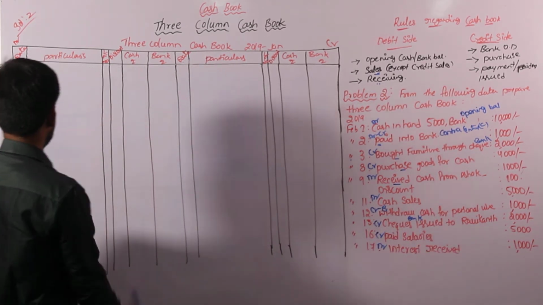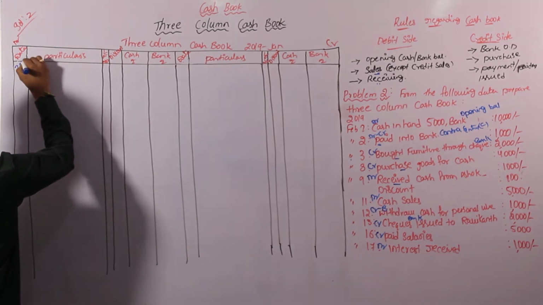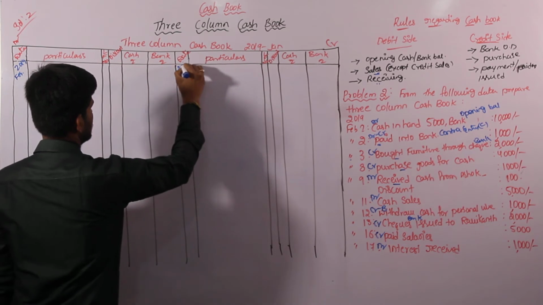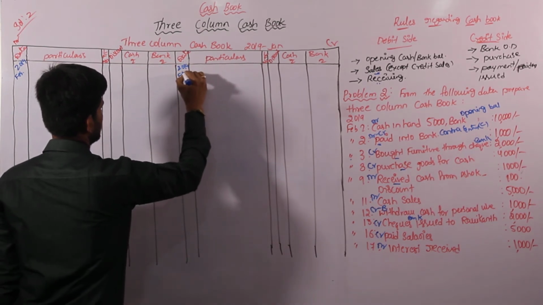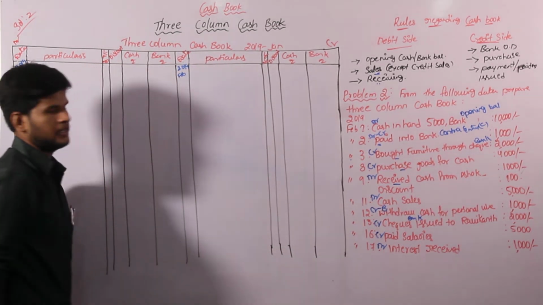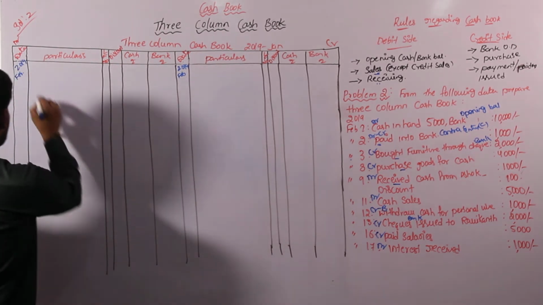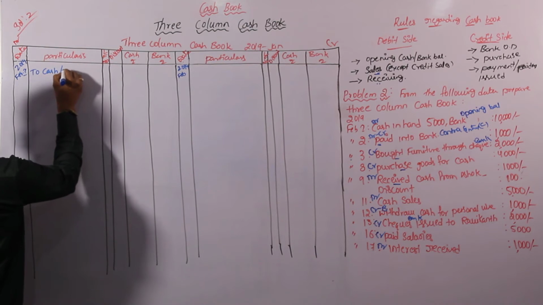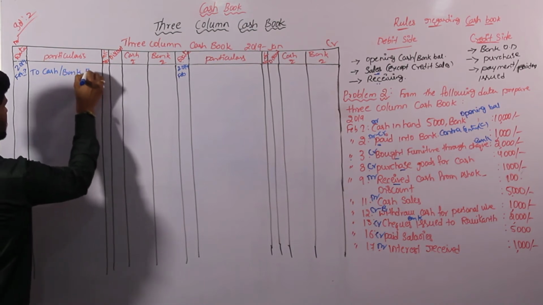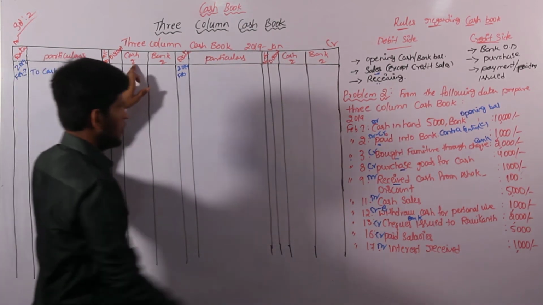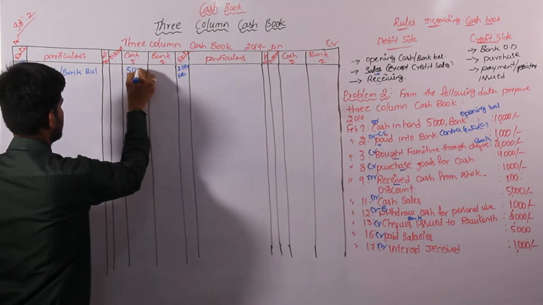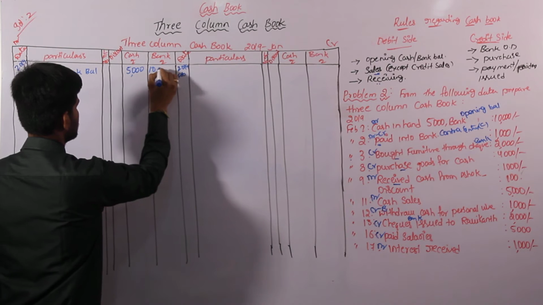Come to the dates. That is also 2019, in the month of February. Here also we have to enter 2019 February month, because all transactions are in the February month only. Come to the first one, to cash and bank balance. In the cash column 5,000, in the bank column 10,000.